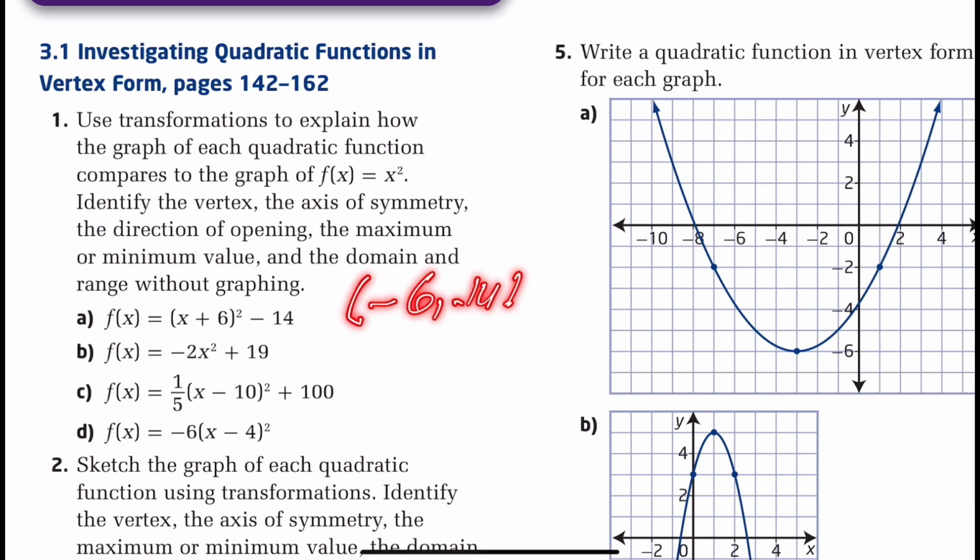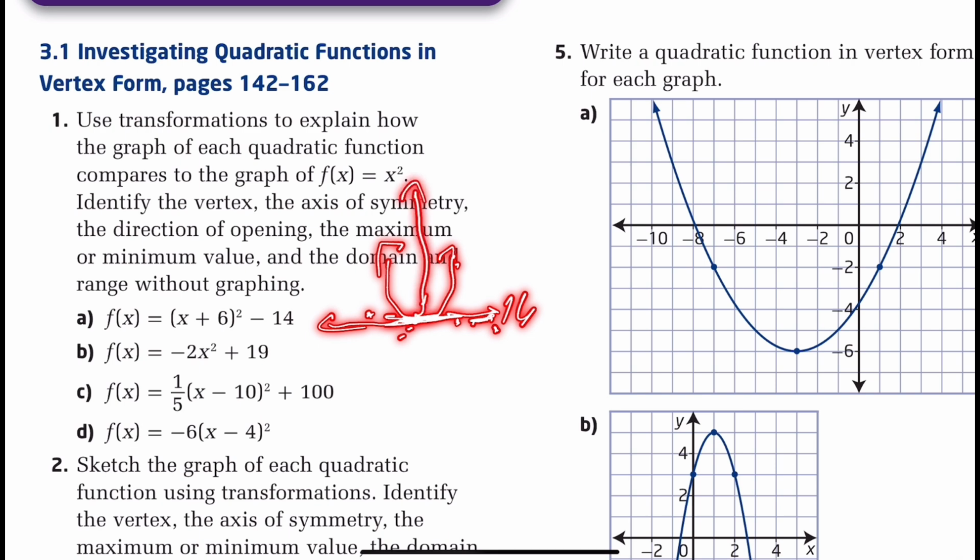This is the vertex, and we have a symmetry axis at x is equal to -6. It is an upward parabola because a is 1, which is positive, and it has a minimum value at -14. The domain is all values in R, so x is in R, and the range is from the minimum value upward, so y is greater than or equal to -14.